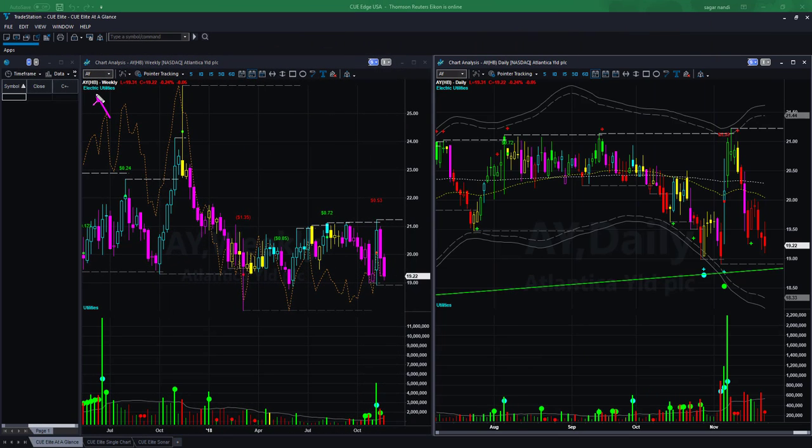AY, in the daily chart, it displayed two bullish headwind signals, and after that, price could go up strongly. The bullish headwinds could catch the very bottom or almost the very bottom of the stock.